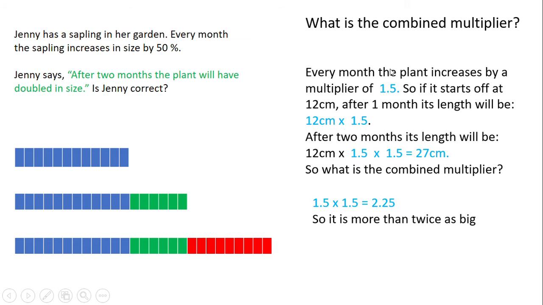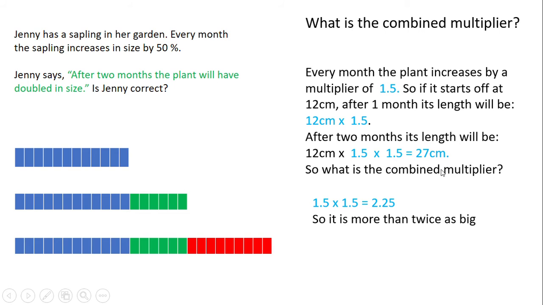Every month the plant increases by a multiplier of 1.5. So it starts off at 12 centimeters. After 1 month its length will be 12 times 1.5. After 2 months its length will be 12 times 1.5, which was 18, and then 18 times by 1.5. Okay, so we're taking 18, we're increasing it by 50%, and we get to 27.